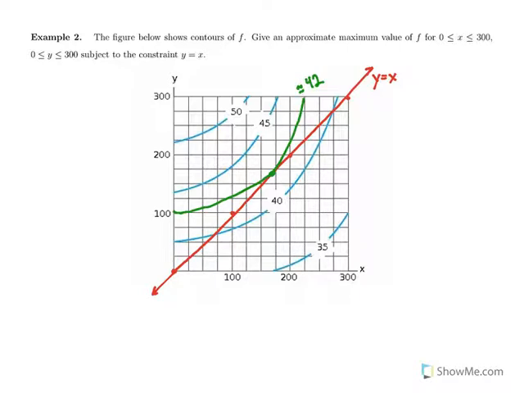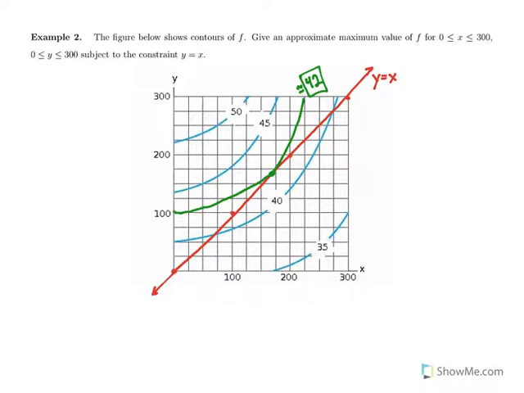This is what I said in the previous video: you're going to be tangent to some contour, but that contour may not be drawn in the graph. So you might have to do some extrapolation of the data to see a different contour there. Note that the approximate maximum value is 42. That's the maximum value of f on this constraint.